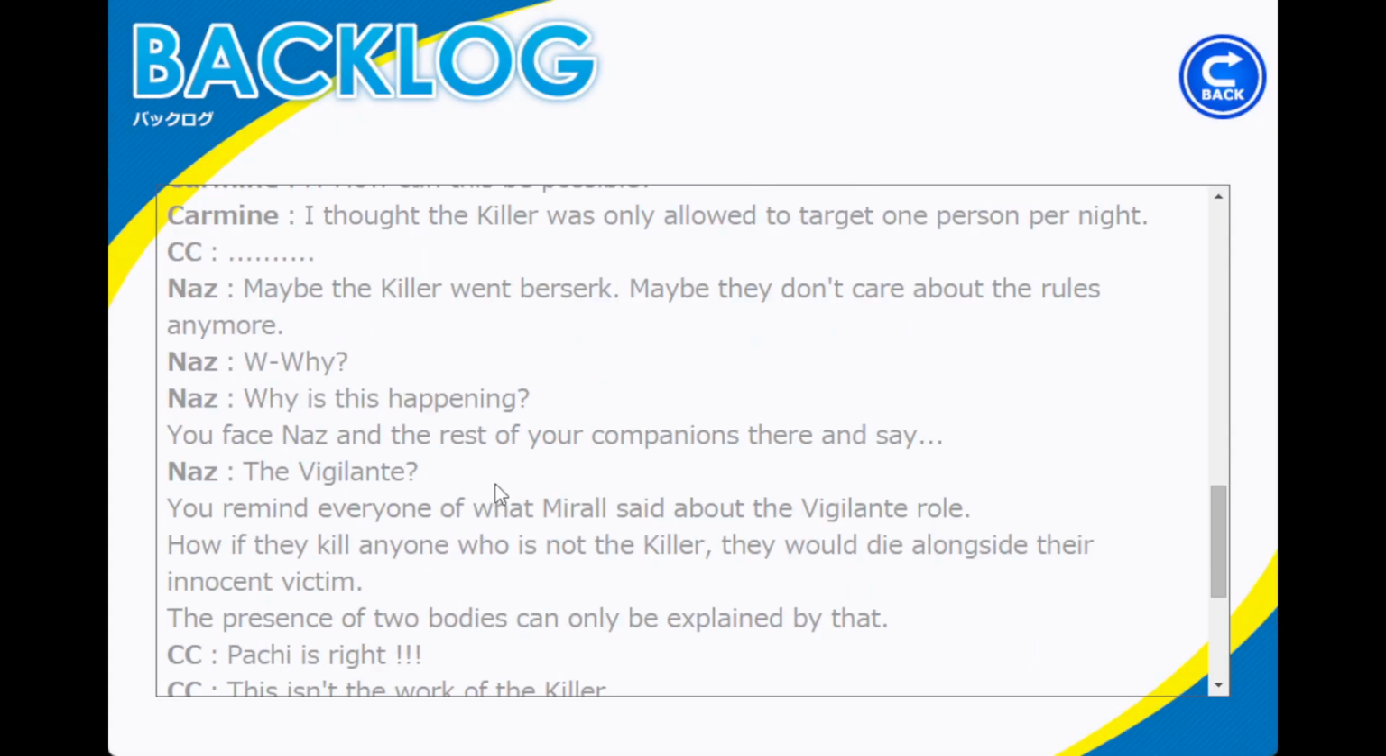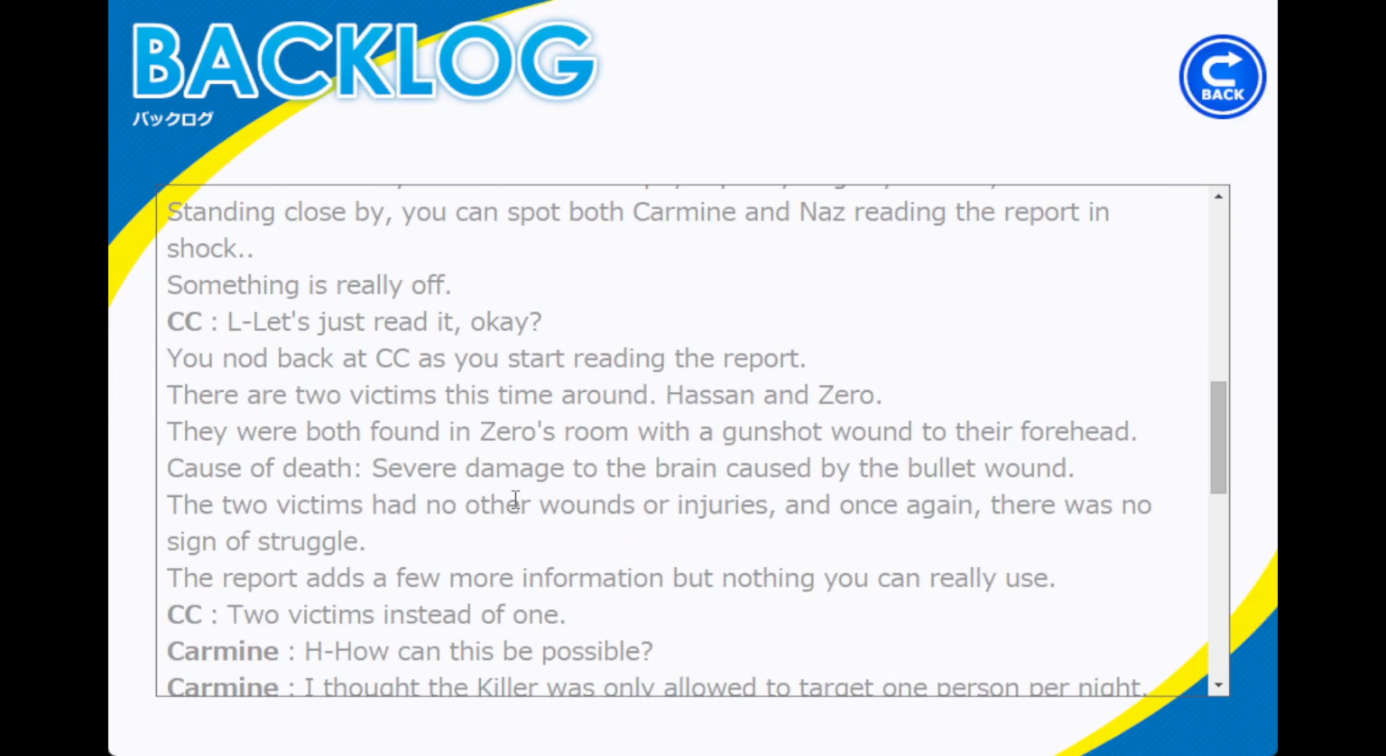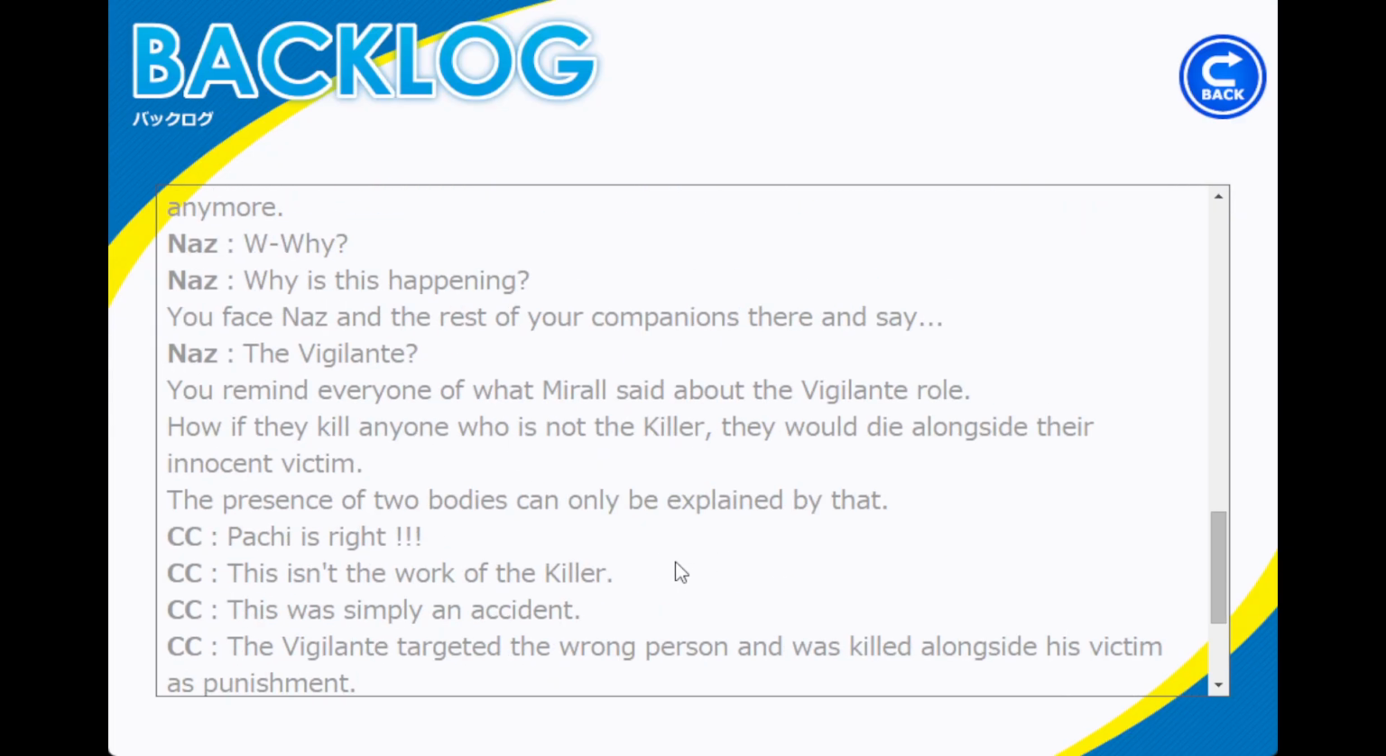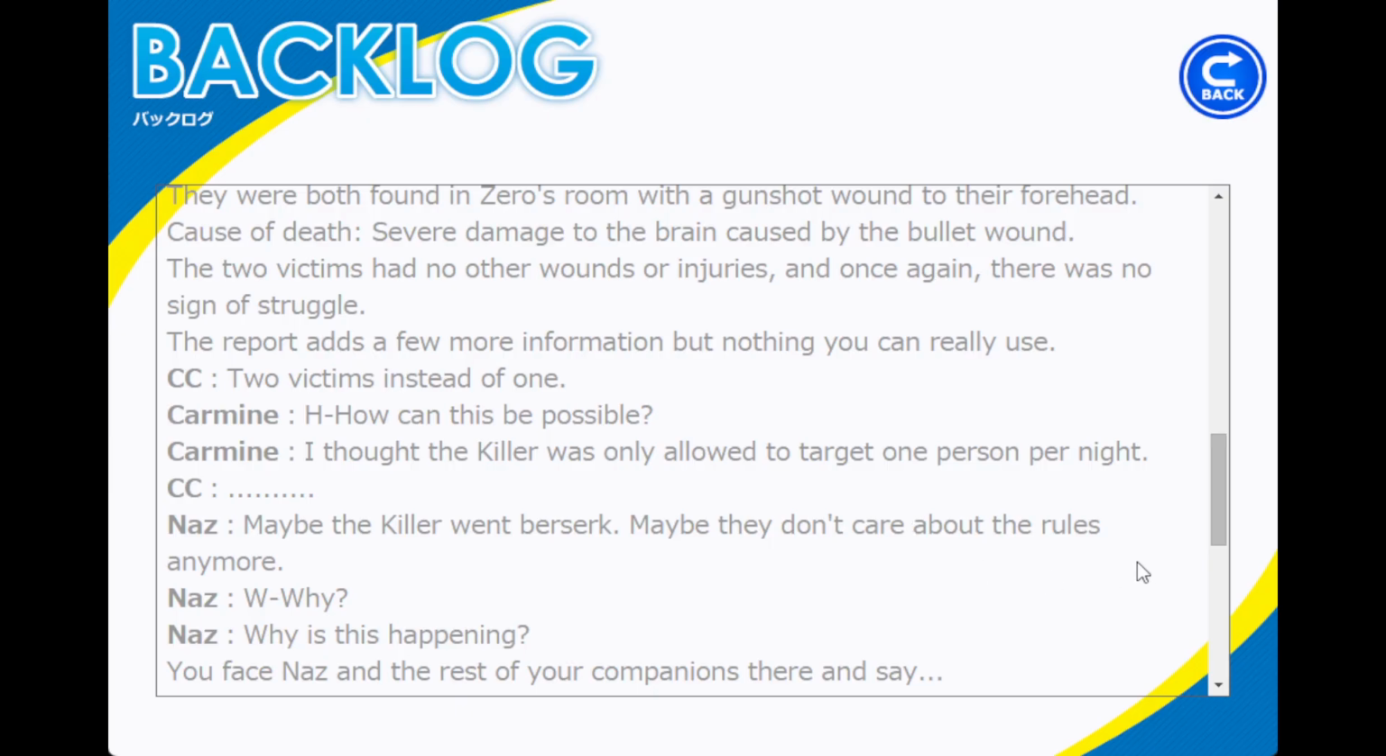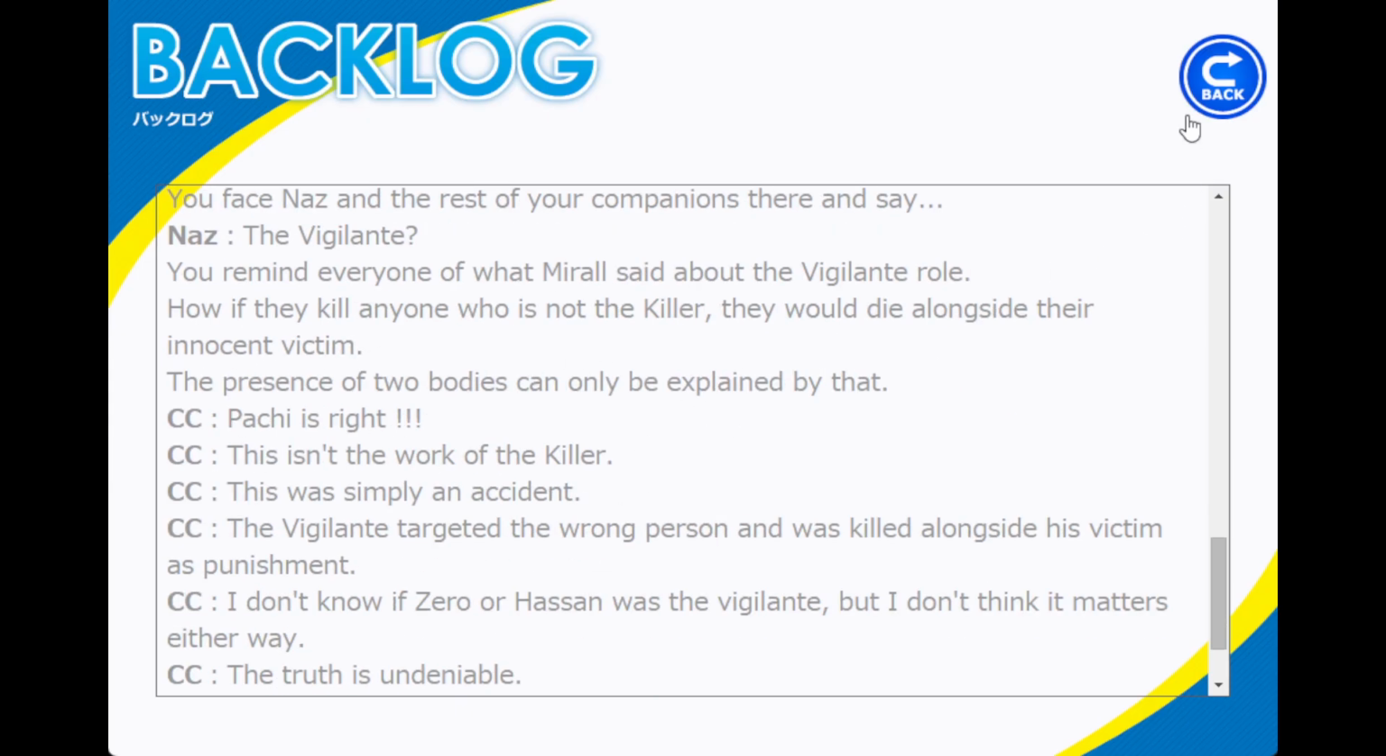Well, no. The killer could also have just chosen to kill someone who was already dead, right? I'm not sure exactly what the order of operation is. I'm not sure if the vigilante goes off before or after the killer. I would assume it's before. So maybe the killer just... I know that's not what happened because we got protected. But maybe you could assume that the killer just targeted either Hassan or Zero.